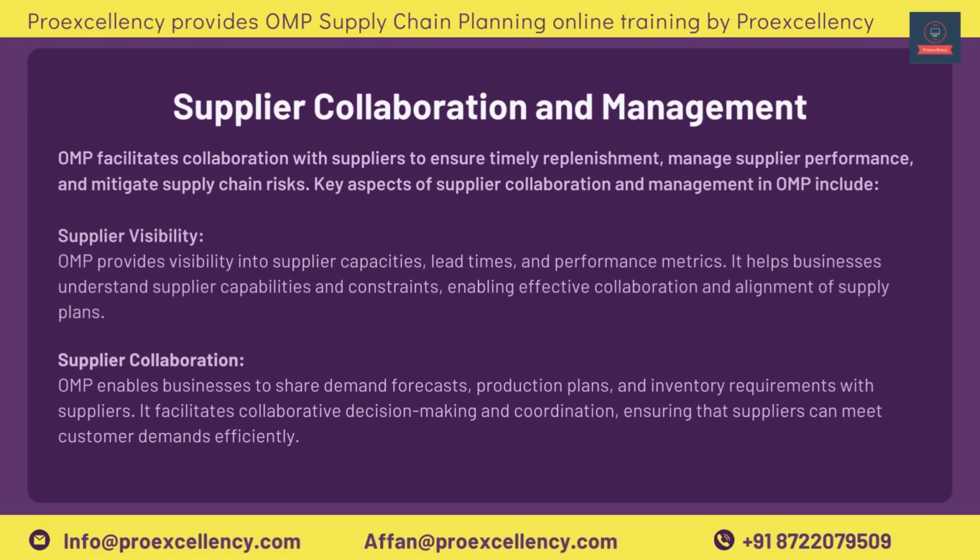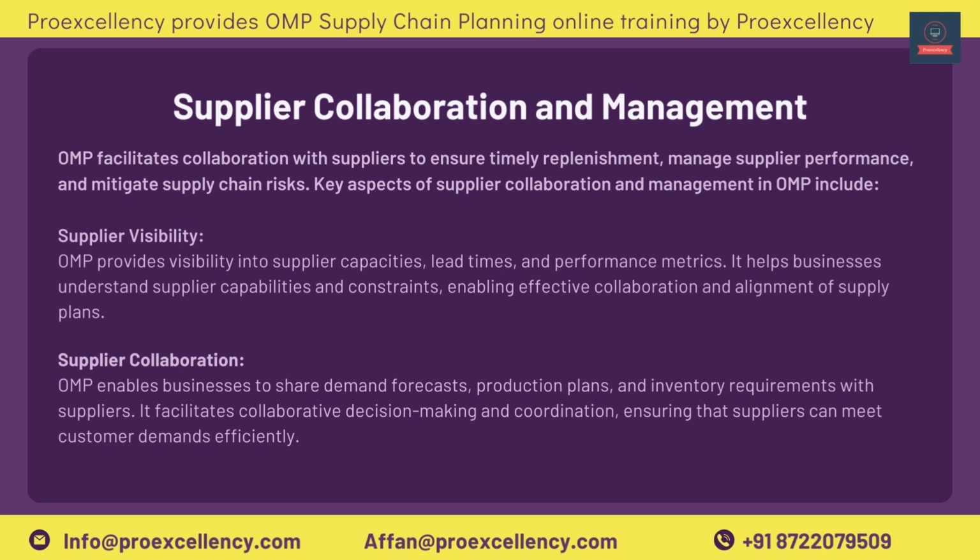Supplier collaboration and management. OMP facilitates collaboration with suppliers to ensure timely replenishment, manage supplier performance, and mitigate supply chain risks. Key aspects of supplier collaboration and management in OMP include supplier visibility. OMP provides visibility into supplier capacities, lead times, and performance metrics. It helps businesses understand supplier capabilities and constraints, enabling effective collaboration and alignment of supply plans.